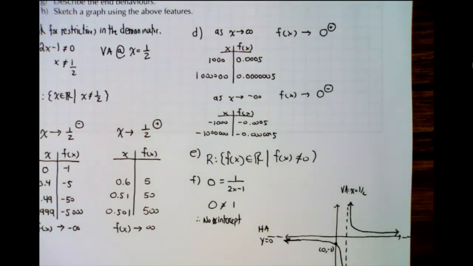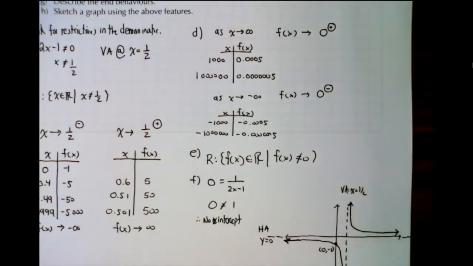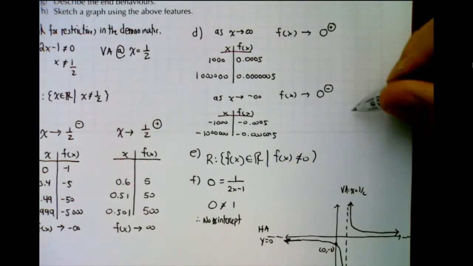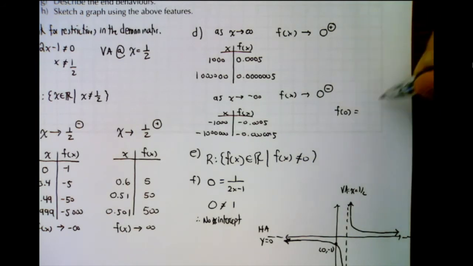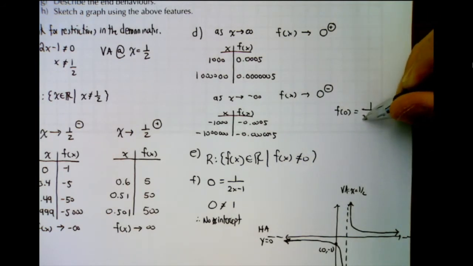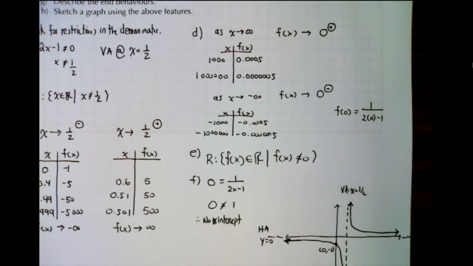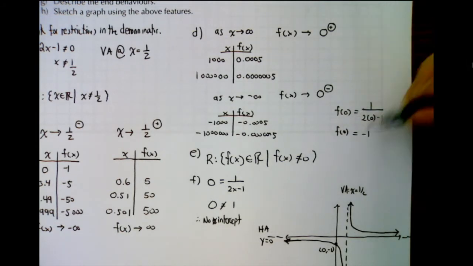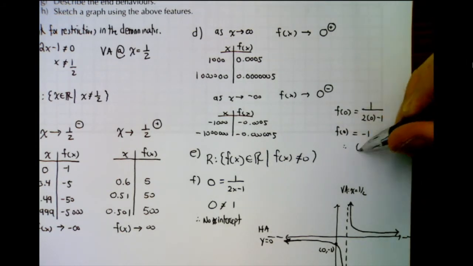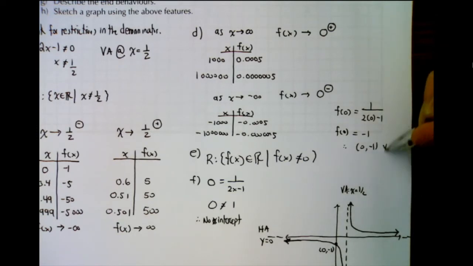To verify a y-intercept, kind of run out of room here, so I'm going to work up here. A y-intercept is when x is 0, so f at 0 equals 1 over 2 times 0 minus 1, and we've done this in the table already. We know it's going to be negative 1. If we solve it out, we get 1 divided by negative 1. So f at 0 is negative 1. Therefore, 0, negative 1 is the y-intercept.